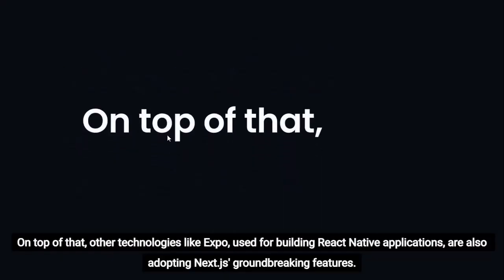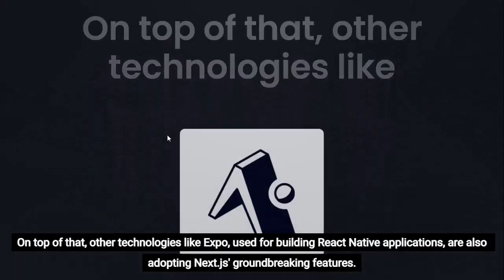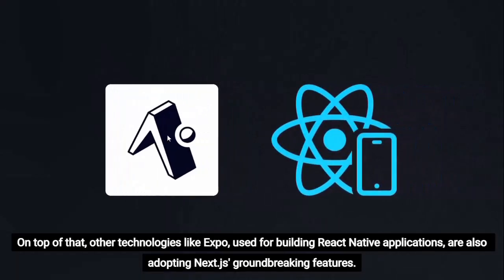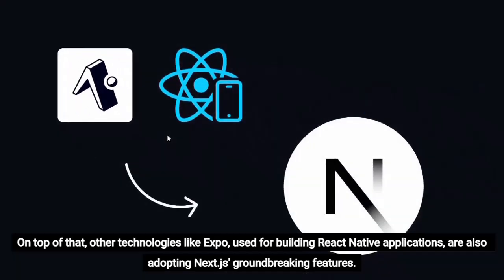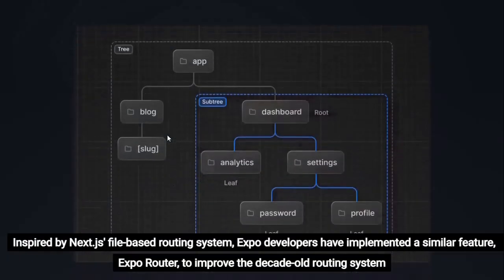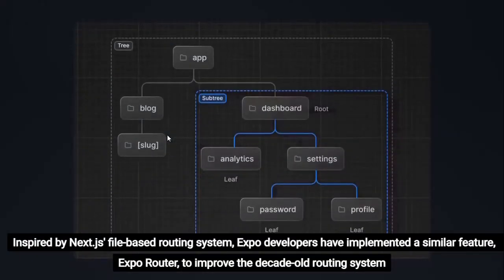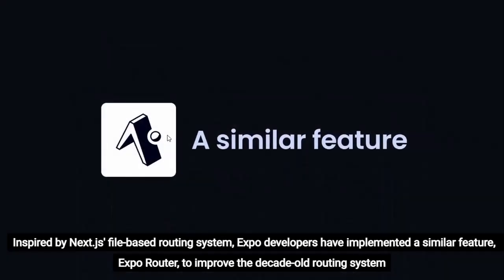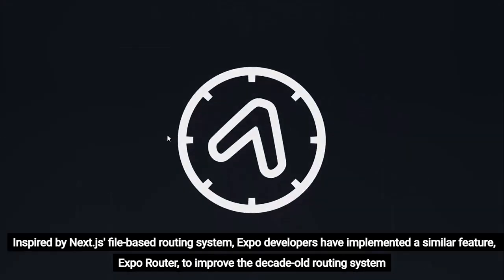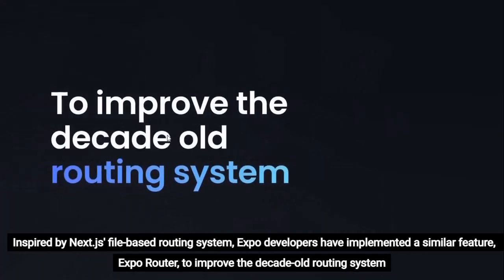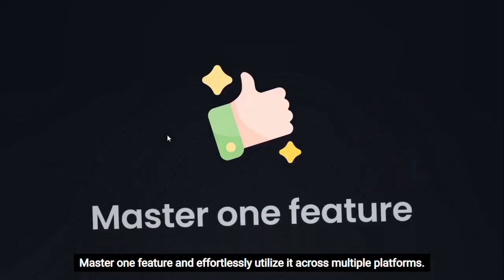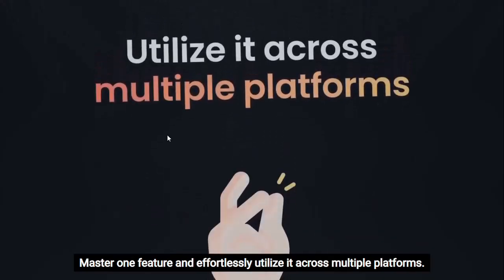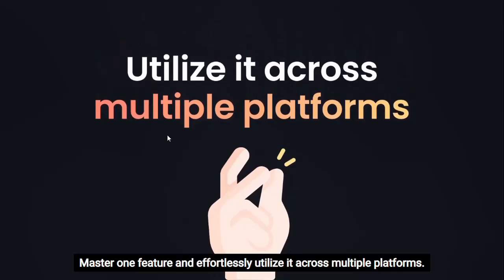On top of that, other technologies like Expo, used for building React Native applications, are also adopting Next.js's groundbreaking features. Inspired by Next.js's file-based routing system, Expo developers have implemented a similar feature, Expo Router, to improve the decade-old routing system in React Native. Isn't that great? Master one feature and effortlessly utilize it across multiple platforms.